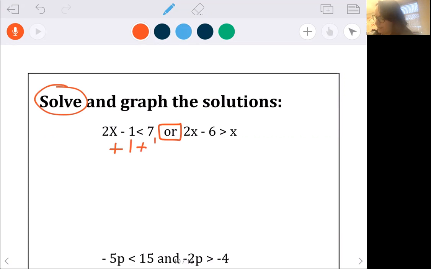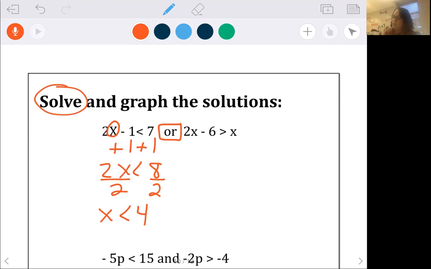So let's go attack that x as we normally would. To undo subtraction, we add. To undo 2 times x, or multiplication, we divide, and we get x must remain less than 4. It can be 3.9, it can be 2, it can be 0, okay?